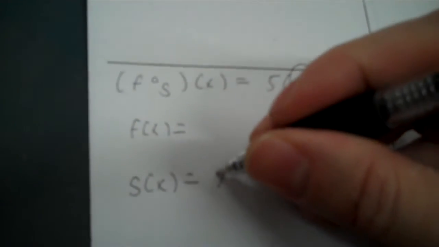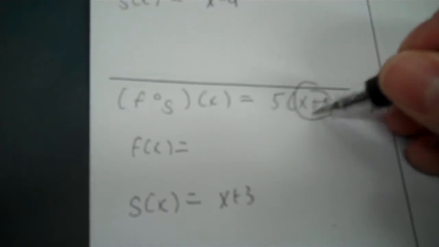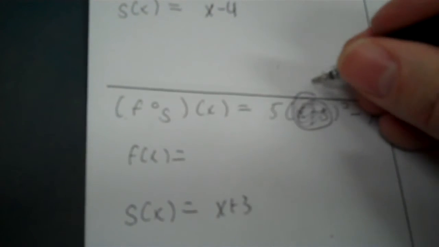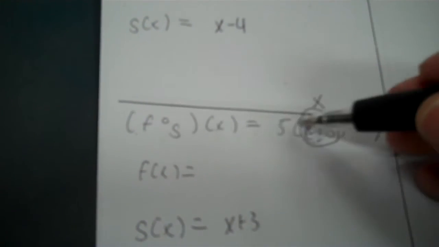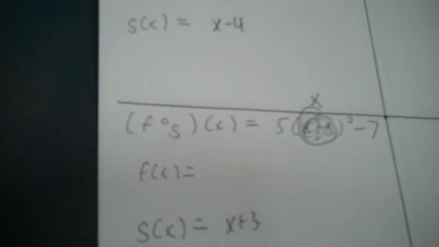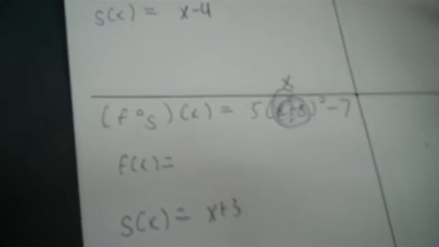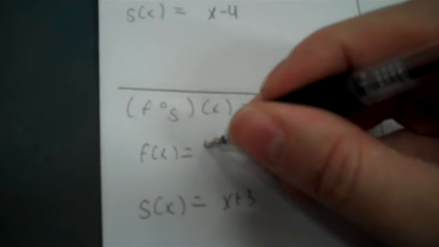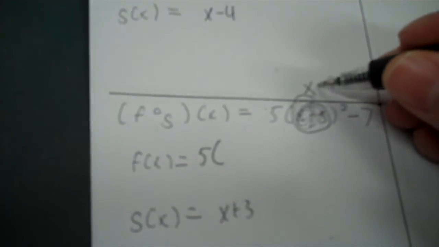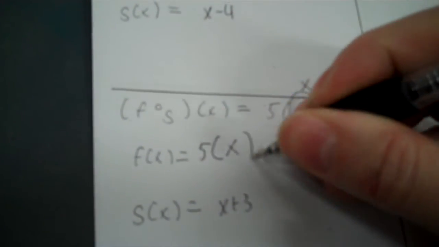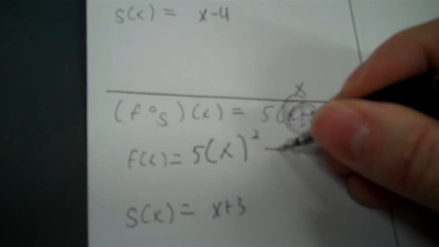Okay, next one. Again, the g is the innermost part, so that's x plus 3. And after I know that's my g, I cross that out and just put regular x. So we have 5. When it's a root or an absolute value, you have to put the symbol, but if it's parentheses, why don't we just put the parentheses, get used to it. So we got 5, a parentheses, and inside that we now have just x to the second minus 7.